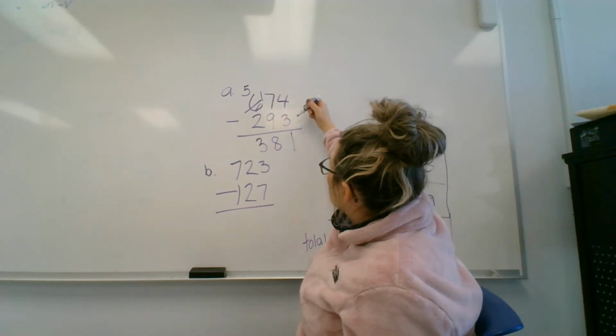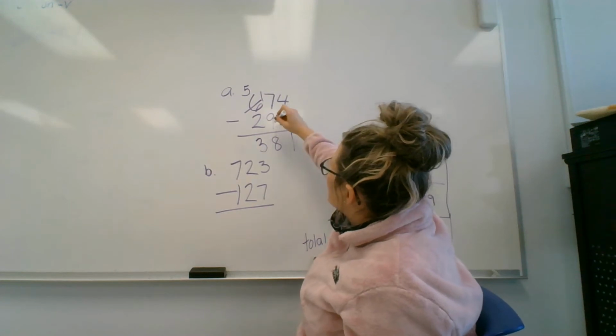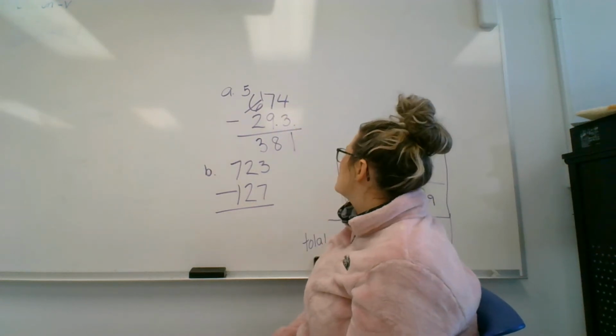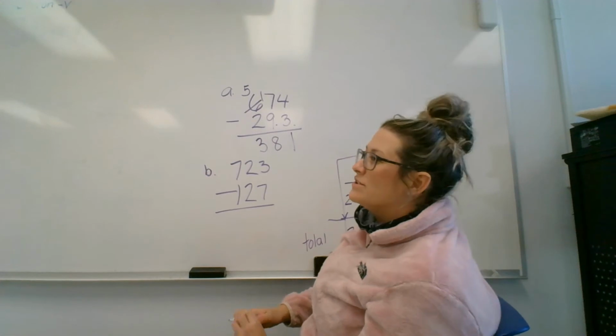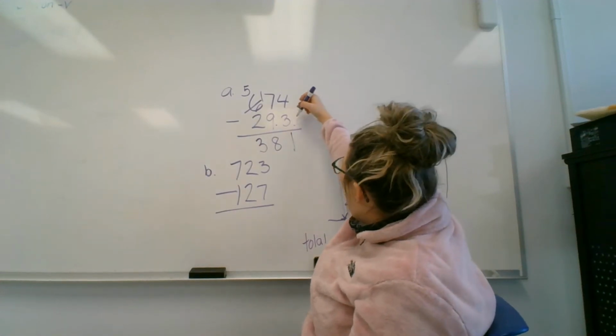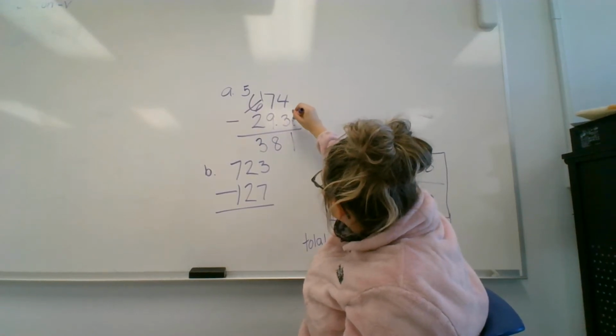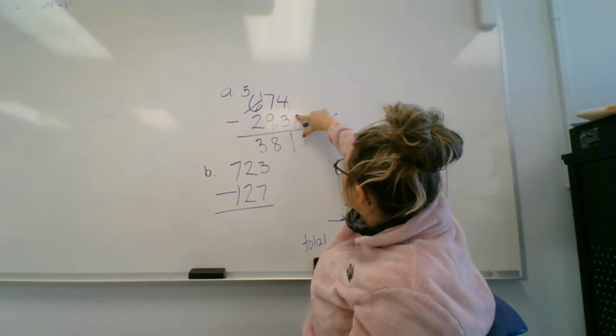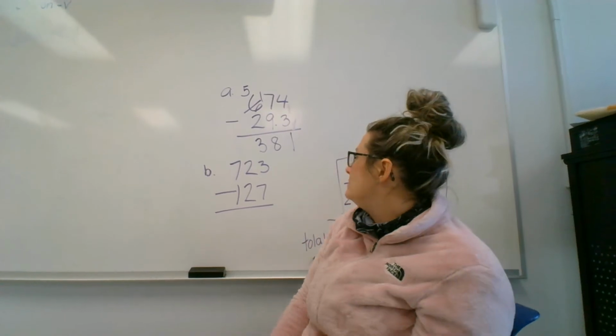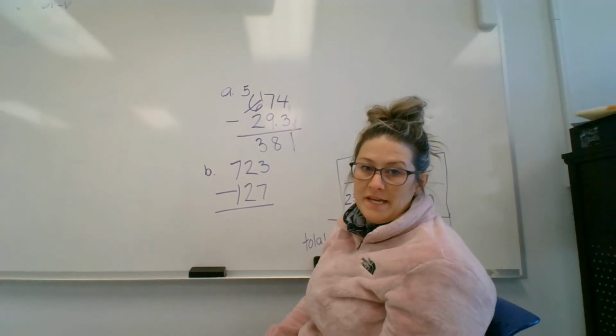So did you see here? I did not have to borrow in this column, but I did have to in my tens column. So sometimes problems are like that. You really just have to be really adamant about looking at the bottom number and the top number in the same column to see if you actually have to borrow.